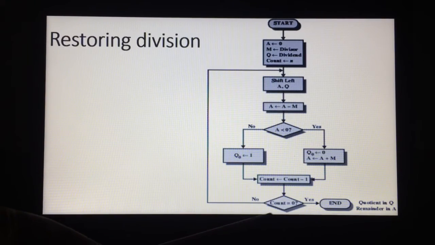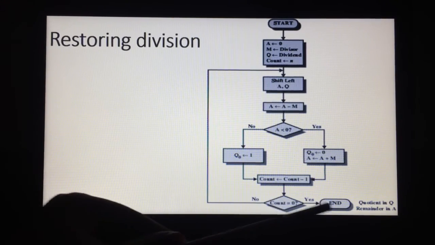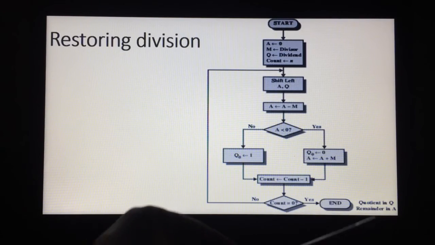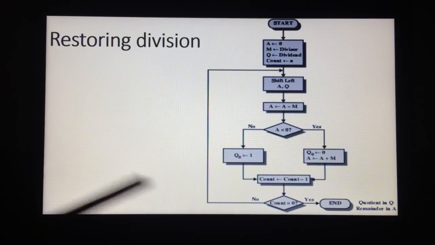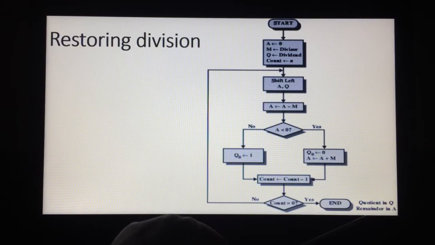After the count value becomes 0, you go to the end position. In multiplication we get only one output, whereas in division you have two outputs: one is the quotient and the other is the remainder. The quotient is stored in the Q register and the remainder is stored in the A register. So we have to make sure of two outputs for the division process.